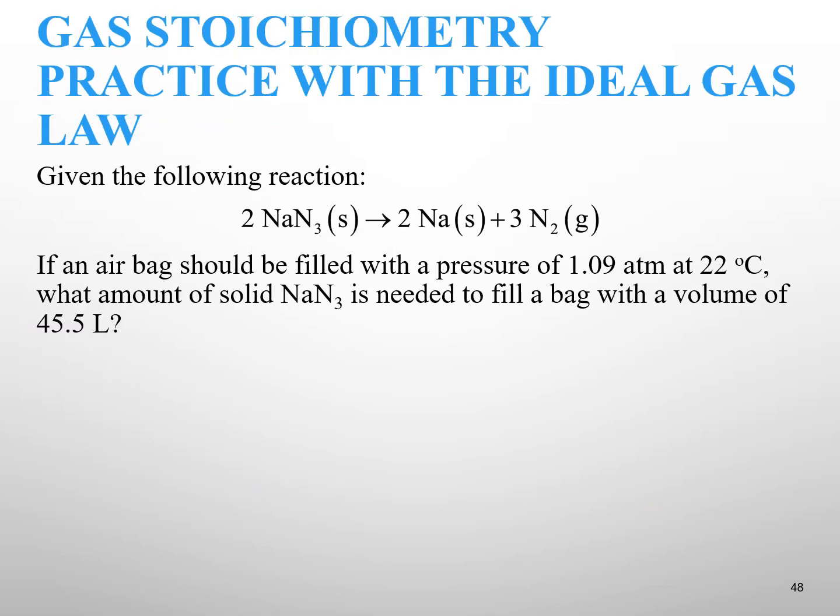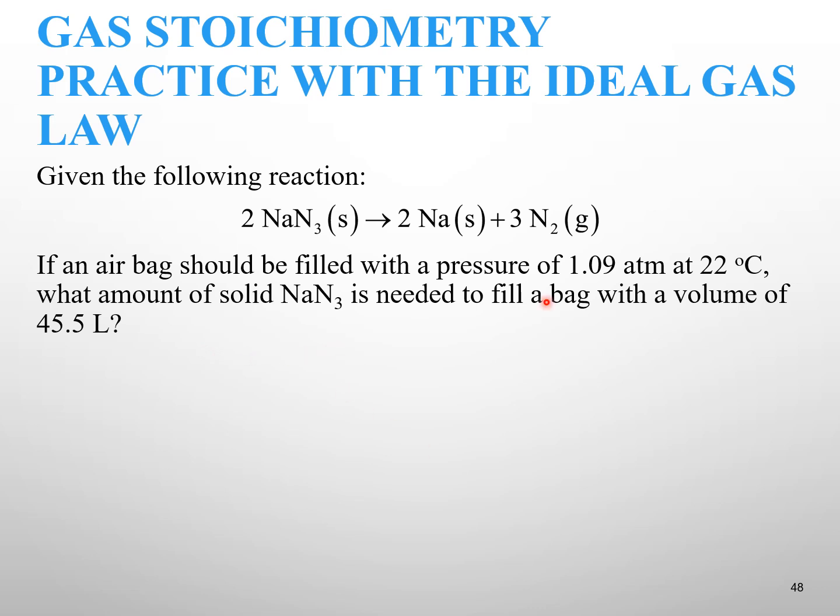So let's practice one here. Something that we have to use, we actually have to be forced to use the ideal gas law. We have the following reaction, and it says if an airbag should be filled with 1.09 atm at 22 Celsius, what mass of solid NaN3 is needed to fill a bag with a volume of 45.5 liters? We have the volume, the pressure, and the temperature, so we can use PV equals nRT to get the number of moles.